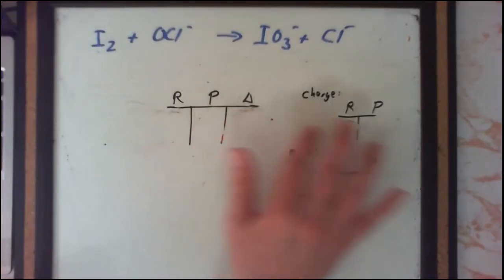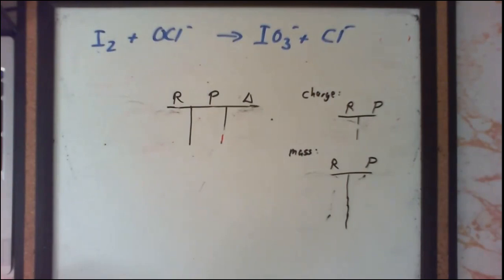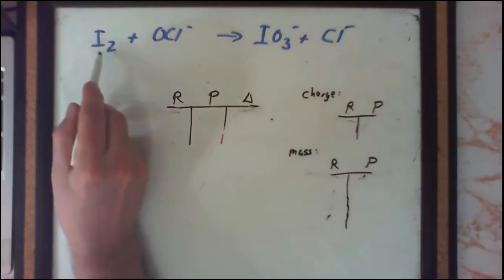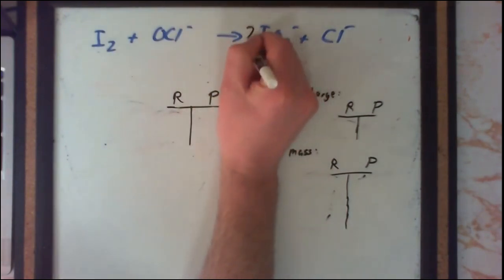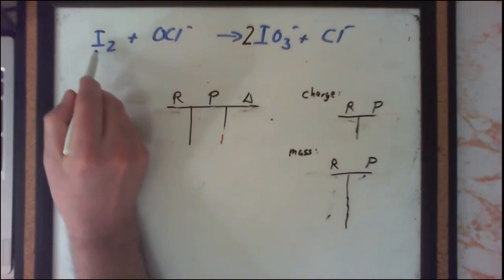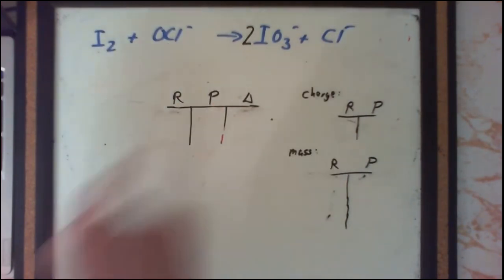So as we go through the process, the first step is to mass balance everything but hydrogen and oxygen. 2 iodines versus 1 iodine. So this is where we actually need to do something here. So we have 2 iodines to match these 2 iodines. 1 chlorine matches 1 chlorine.